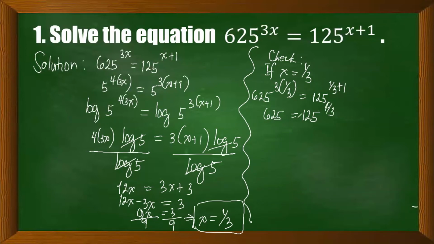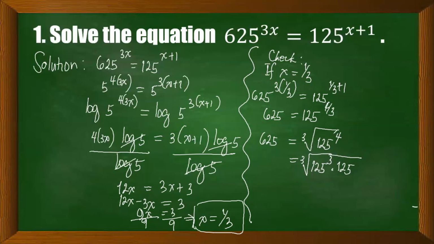Now, this is not yet obvious that the left-hand side is equal to the right-hand side, so we have to simplify. So 625, now 125 raised to 4 over 3 can be written as the cube root of 125 raised to 4. Now this one is also equal to the cube root of 125 raised to 3 times 125, right? Because applying the law of exponents, with the same base, all you have to do is add the exponents.